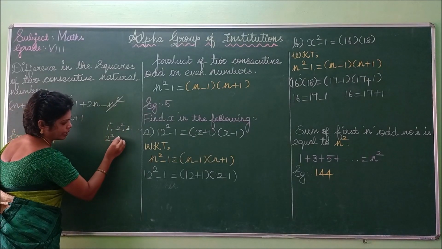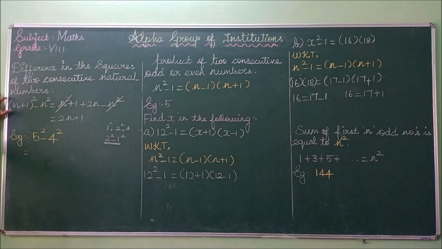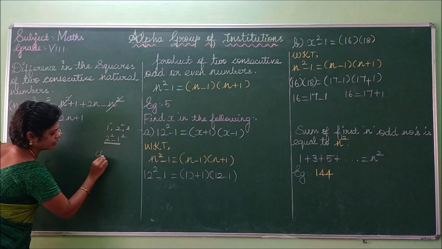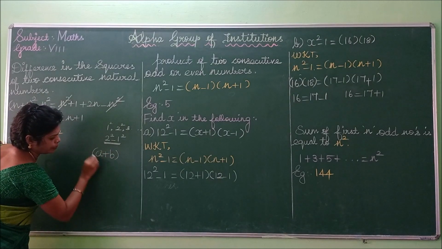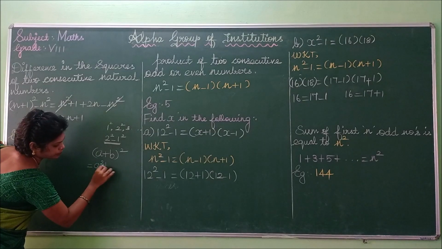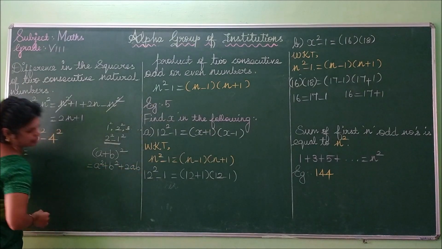So 2 square minus 1 square, you have to check using the general format: n plus 1 the whole square minus n square, which is equal to n square. You have to expand this one. So what is in the format? The general form is a plus b the whole square, which is equal to a square plus b square plus 2ab.